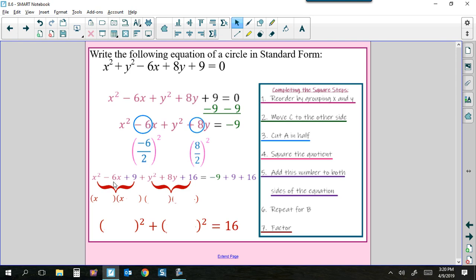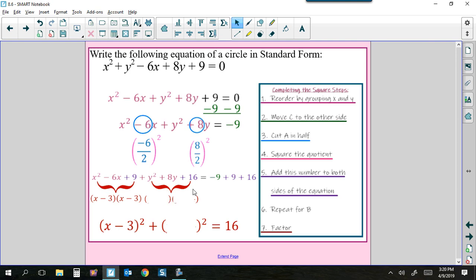But here's an even cooler trick. When you divided your negative 6 by 2, you got negative 3. That's the number you're going to use. Because 3 times 3 is 9, and negative 3 plus negative 3 is negative 6. Because you have the same 2 factors, we can condense this instead of writing it twice. We know that our first blank squared is going to be x minus 3 squared. There's our x minus h.